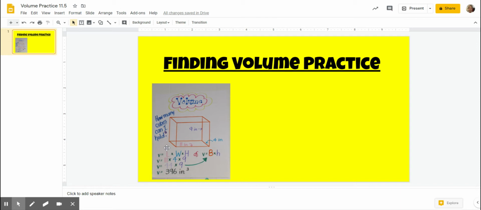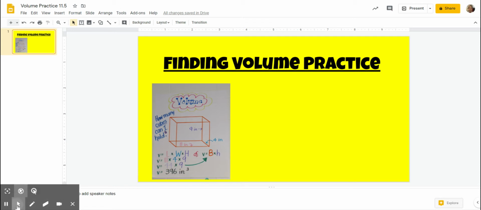There's definitely a mathematical way to do that, which is using this formula that says length times width times height. That's one way to find it. Or there's another formula you might see that says base times height. But really, when you're figuring out the base of something, it is the length times the width. So that's the same thing as that LW.